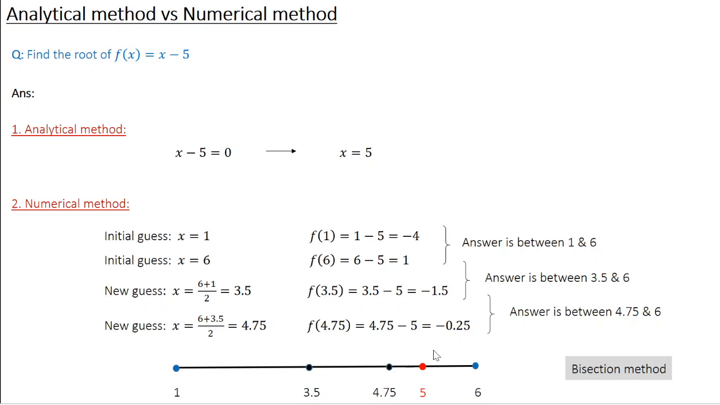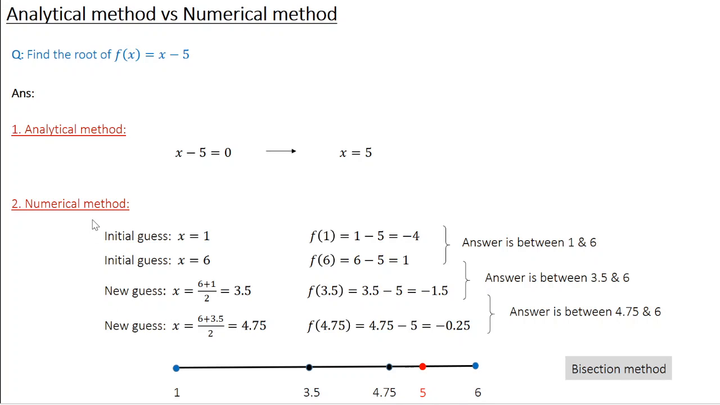So you keep repeating this. Initially you started with two guesses, 1 and 6. Then you narrowed down your range. So now you have got a new guess 3.5. Then you improve that guess, you reach 4.75. You can see that in each step or in each iteration, you're moving closer and closer to the actual root 5. So at the end of 5 or 10 iterations, you will be able to reach 5.